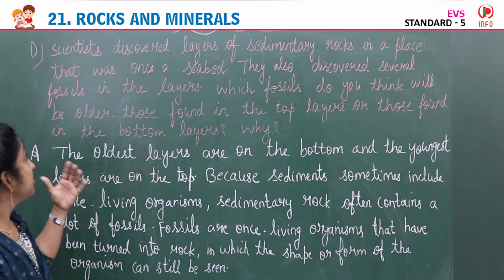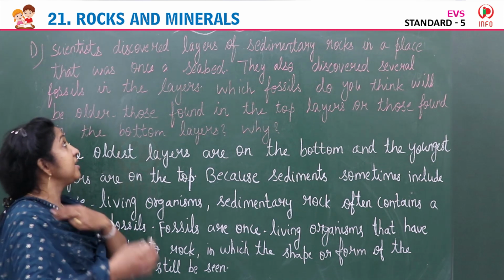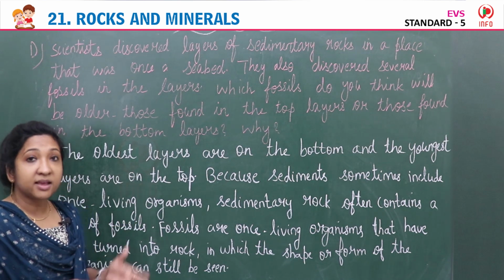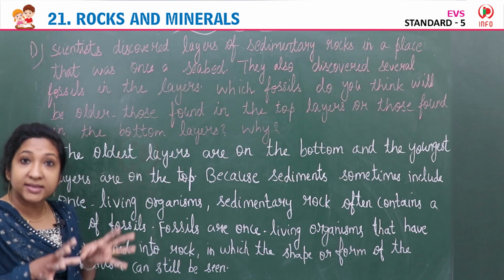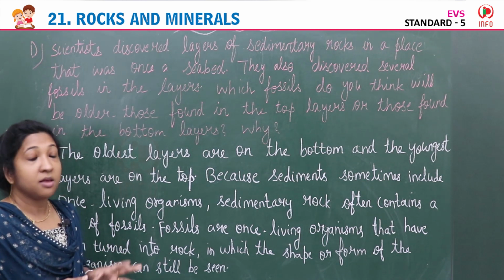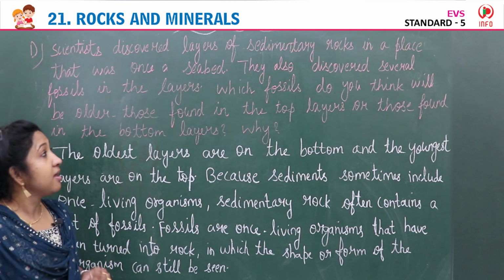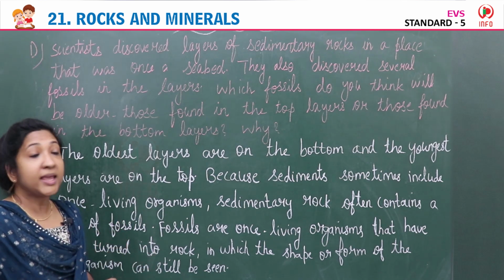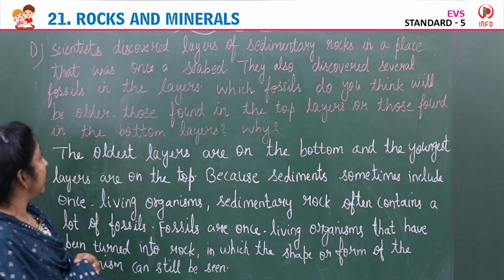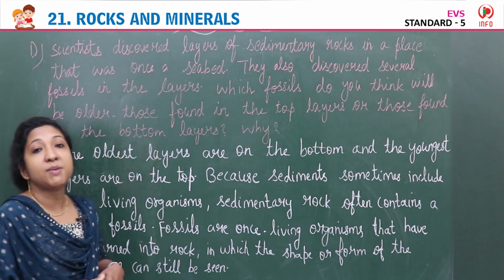Yes, so scientists discovered layers of sedimentary rocks in a place that was once a seabed. They discovered sediments in a place that was a seabed, meaning ocean floor, under the ocean or the sea. They also discovered several fossils in those layers. So which fossils do you think will be older? Those found in the top layers or those found in the bottom layers, and why?